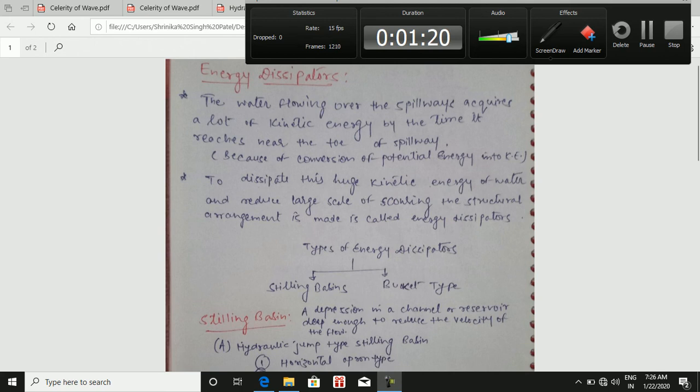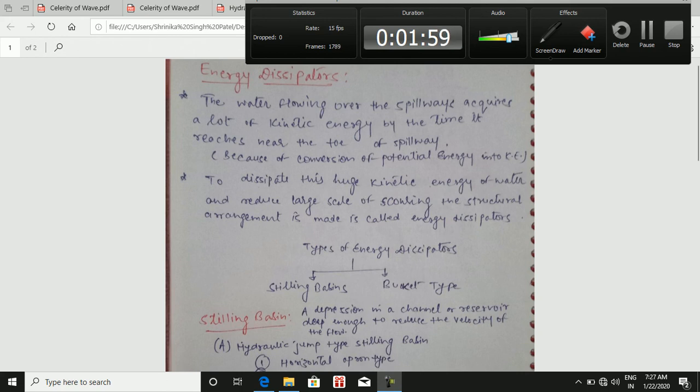So now we can define the energy dissipator. To dissipate this huge kinetic energy, which is converted from potential energy as we saw above, and to reduce large-scale scouring, a structural arrangement is made. This structural arrangement is called the energy dissipator.